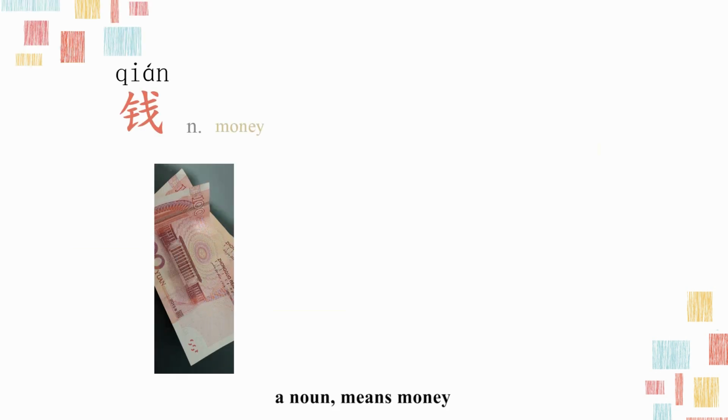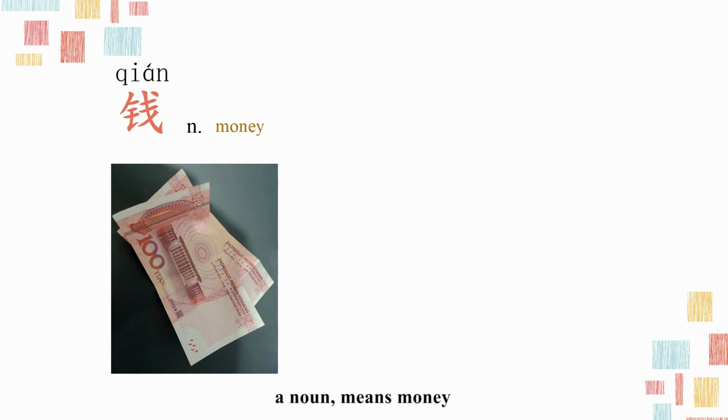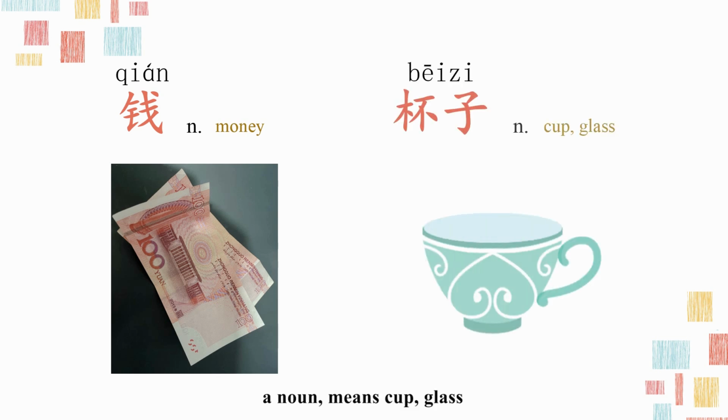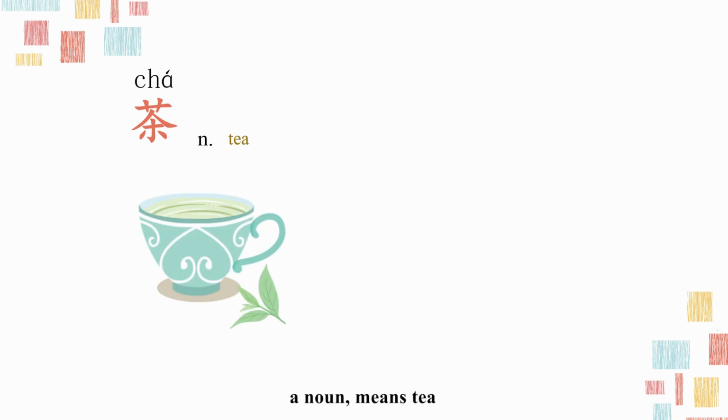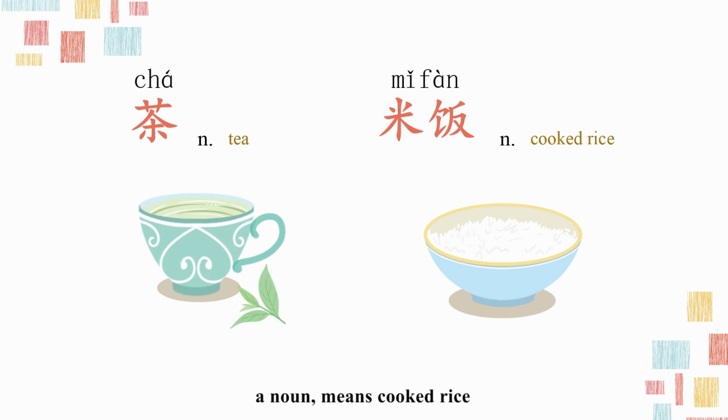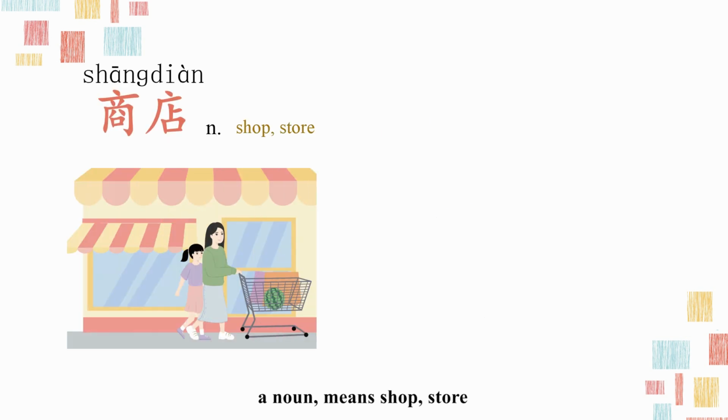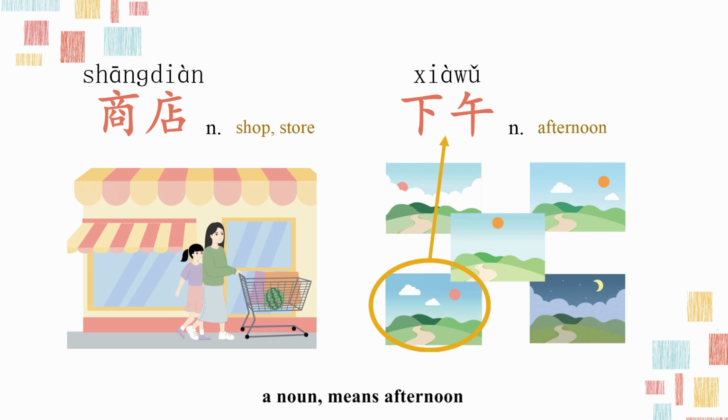钱、A noun means money. 杯子、A noun means cup, glass. 茶、A noun means tea. 米饭、A noun means cooked rice. 商店、A noun means shop, store. 下午、A noun means afternoon.